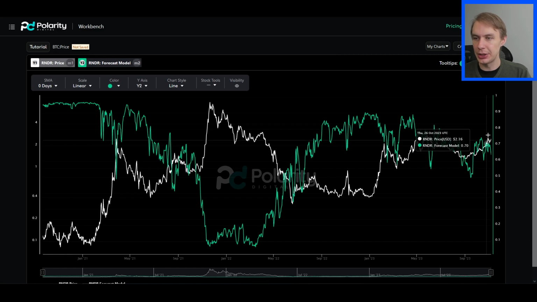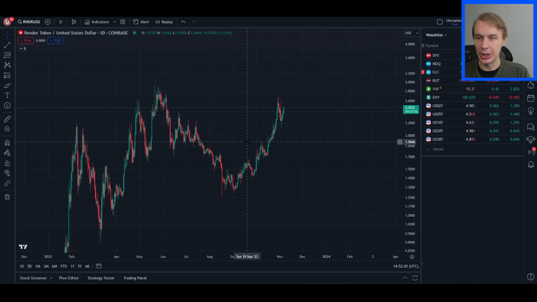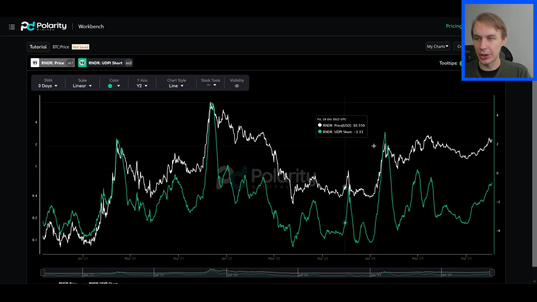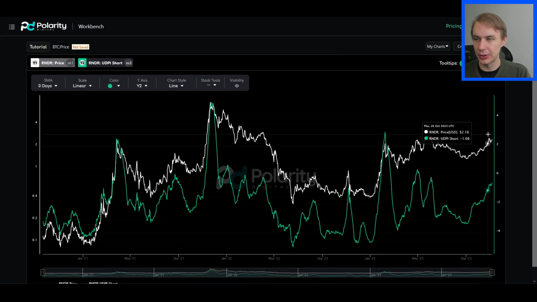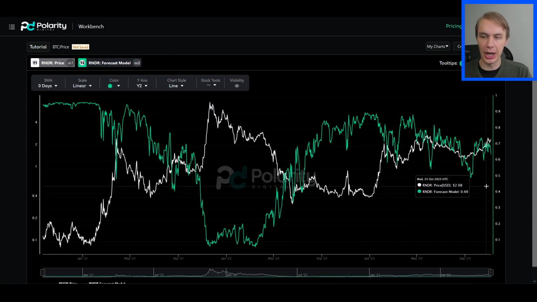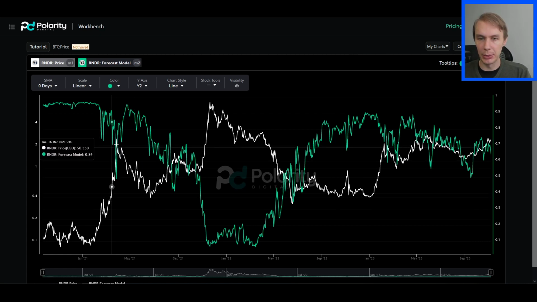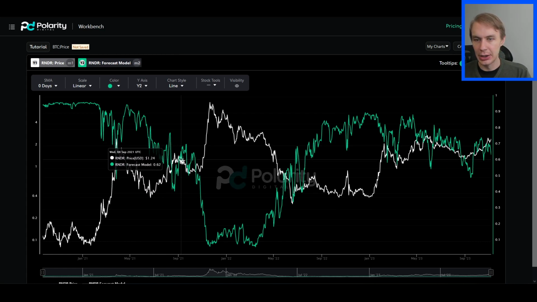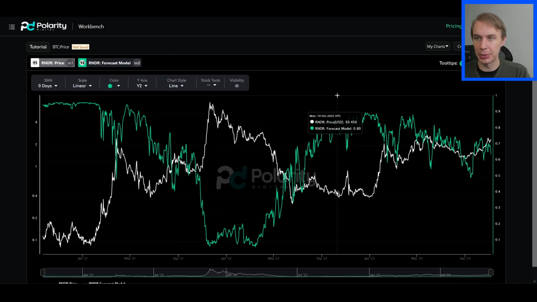And so that's where, if we do see a push to new year-to-date highs for Render, I'm going to be watching things like, what is the short-term UDPI saying? Is it getting really overextended here? And also, what's the forecast model saying? If it falls way down, that might mean that a notable local top is forming, maybe something more like this or like this, where you're going to have a deeper correction and spend more time consolidating before maybe being able to push back to the upside.